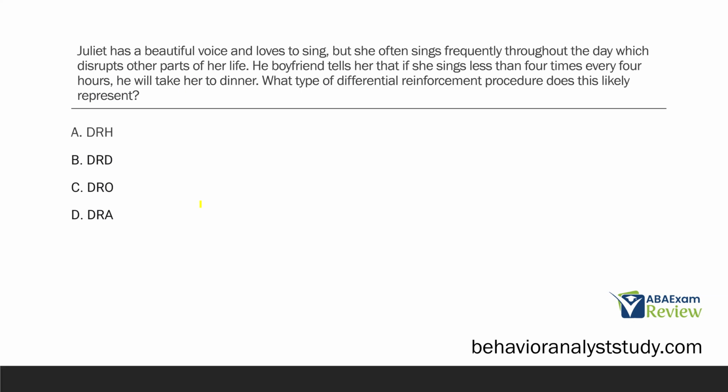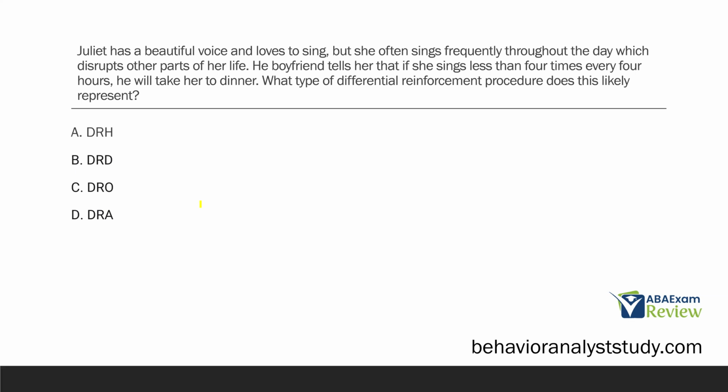Juliet has a beautiful voice and loves to sing, but she often sings frequently throughout the day, which disrupts other parts of her life. Her boyfriend tells her that if she sings less than 4 times every 4 hours, he will take her to dinner. What type of differential reinforcement procedure does this likely represent?